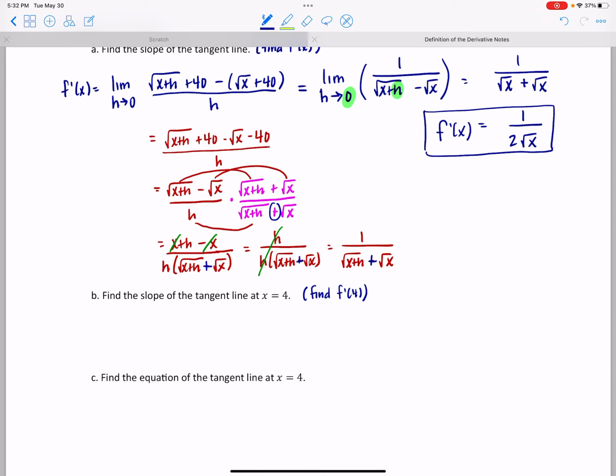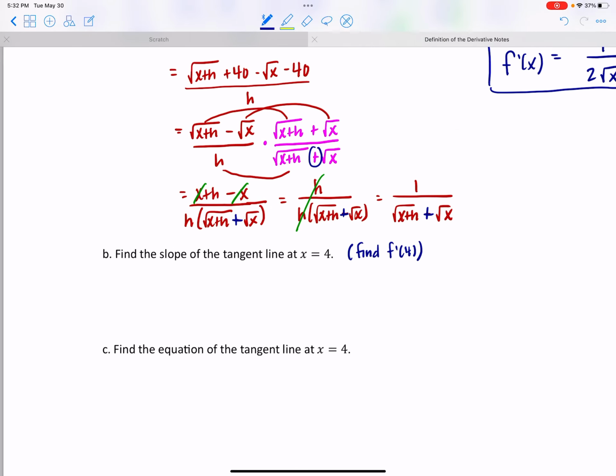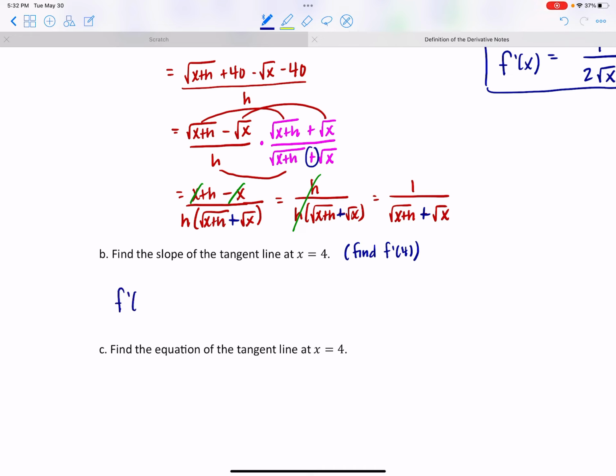Part B says find the slope of the tangent line at x equals 4. So now I actually want to find the slope at a particular x value. I'm going to plug that x value in. So again, I want to find f prime of 4, plug that into my derivative. So that's going to be 1 over 2 times the square root of 4. Square root of 4 is 2, 2 times 2 is 4, so that's going to be 1/4. So the slope of the tangent line at this particular x value is 1/4.